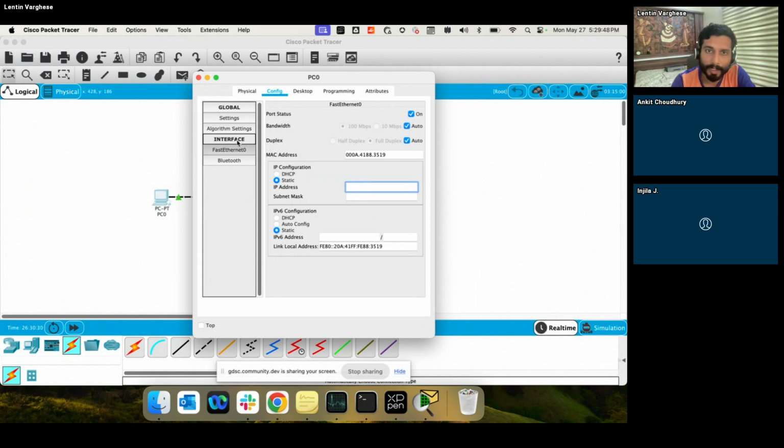Config, interface FastEthernet. This is where you need to configure the IP address, 192.168.1.1. The subnet mask automatically popped up because this is the default subnet mask. You can play around with it to change the number of hosts, but this would work for our purpose.